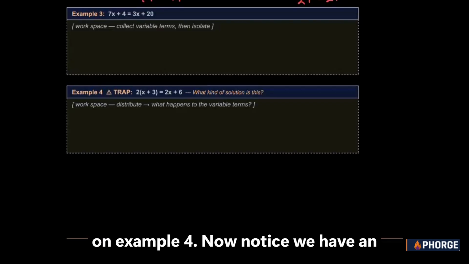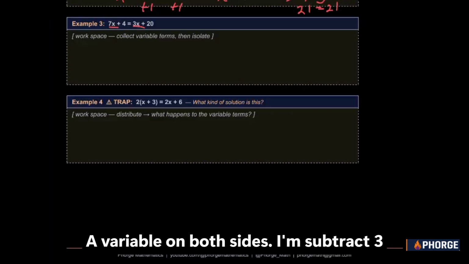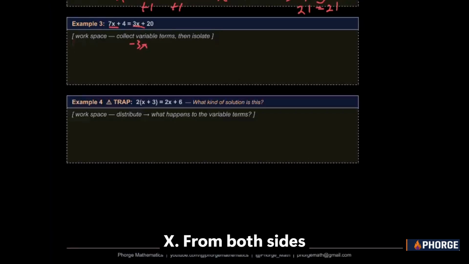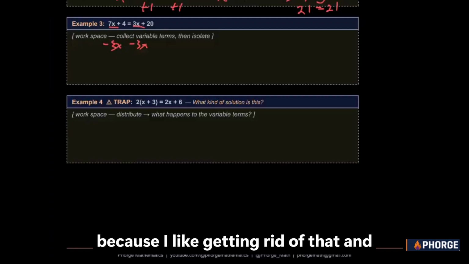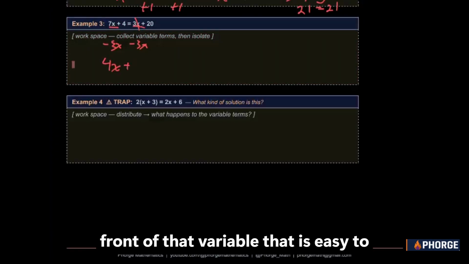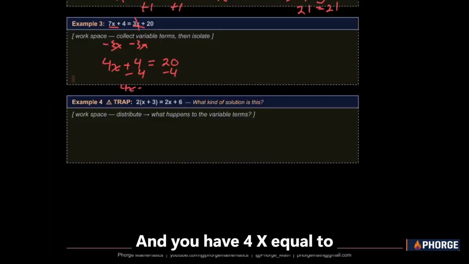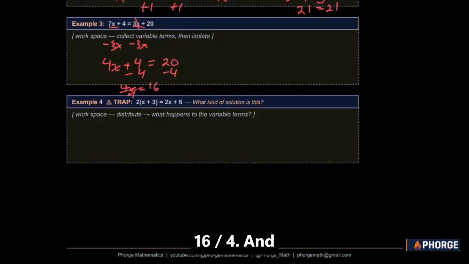Now notice we have a variable on both sides. I'm going to subtract 3x from both sides because I like getting rid of that. And now I have a positive coefficient in front of that variable that is easy to work with. Okay, subtract by 4. And you have 4x equal to 16. Divide by 4. And you got x equal to 4.